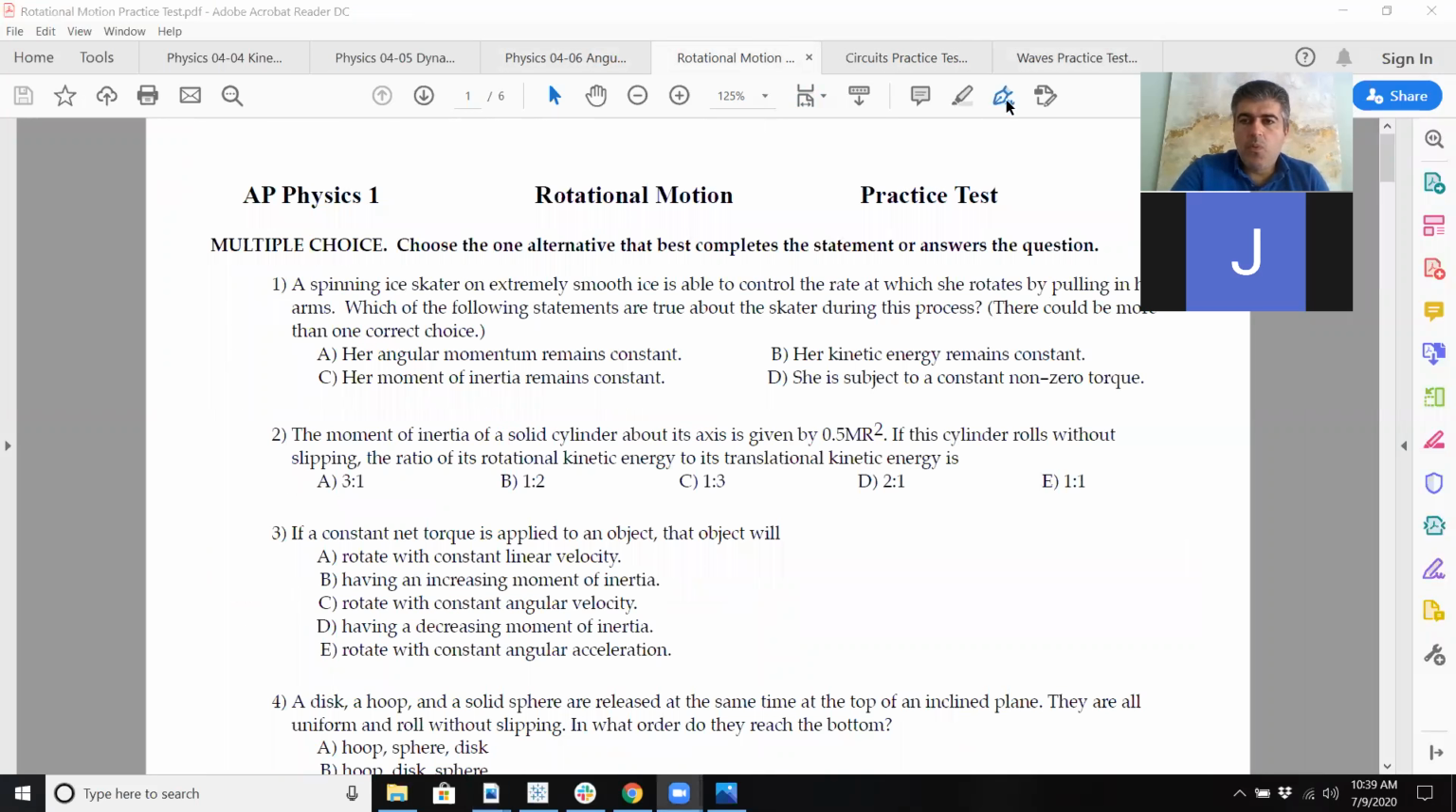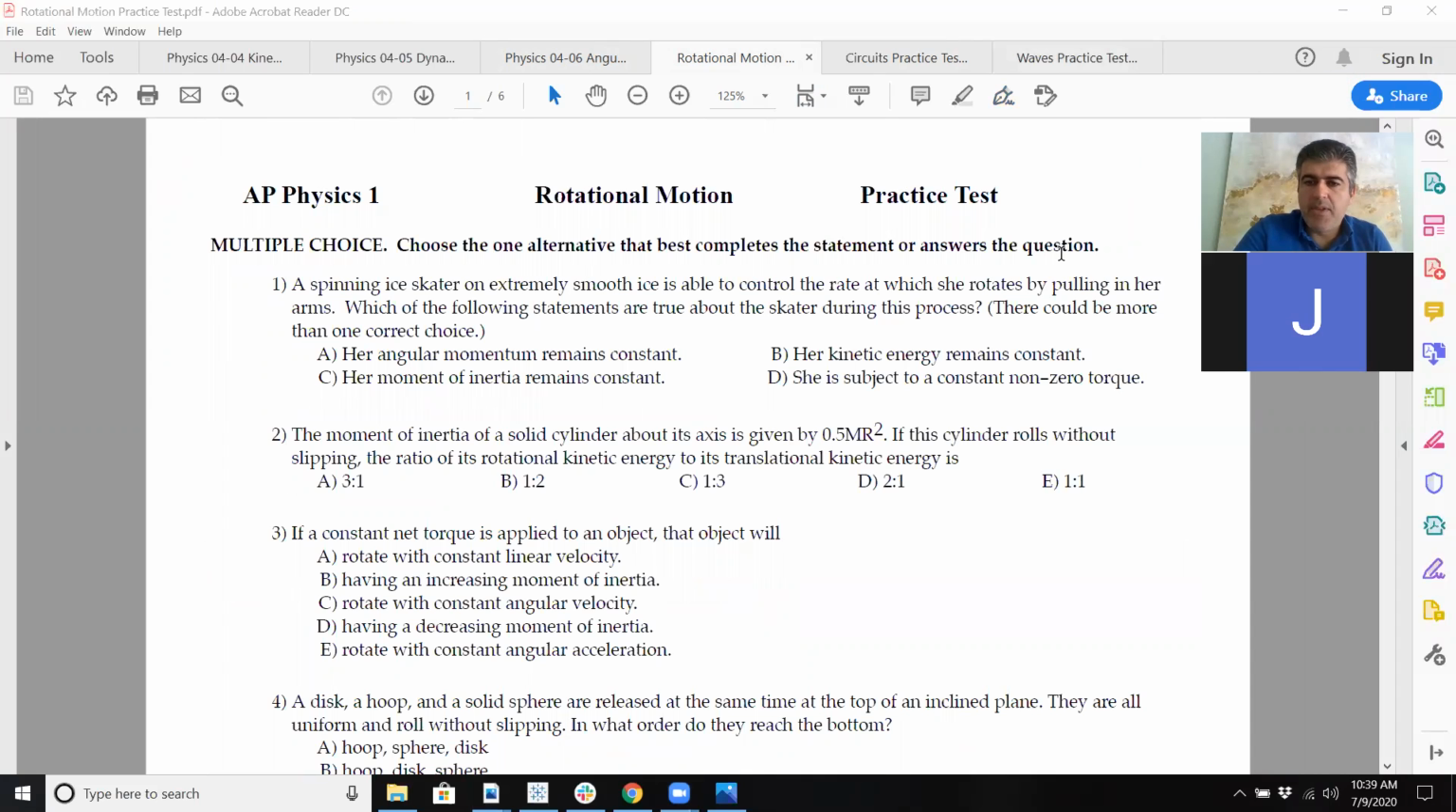So her kinetic energy will change because her omega is changing. Moment of inertia drops, and kinetic energy is actually going to increase. Is she subject to a constant torque? The torque will obviously change because we know torque to be I alpha, but it won't necessarily be constant. So we know it's not 0. You're conserving the angular momentum.